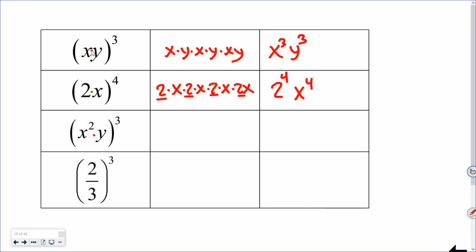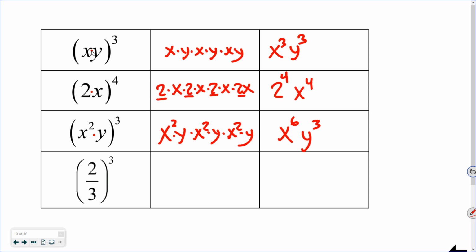This next one, I've got x squared y times x squared times y. Okay, so remember our rule. If I have x squared times x squared times x squared, the base stays x, and I add up those exponents. So 2 plus 2 plus 2. That's that first rule we did. And then the y to the 3rd power. So those were all multiplied.